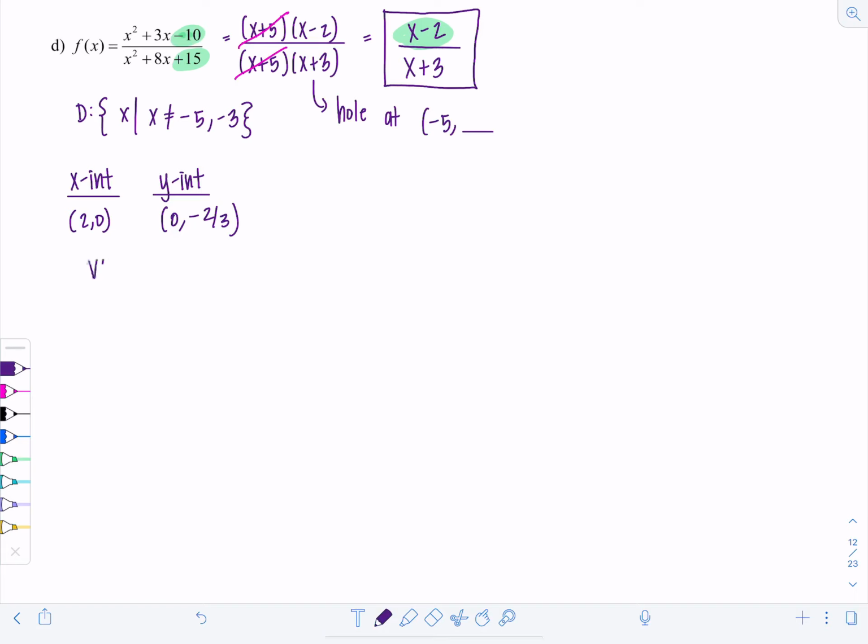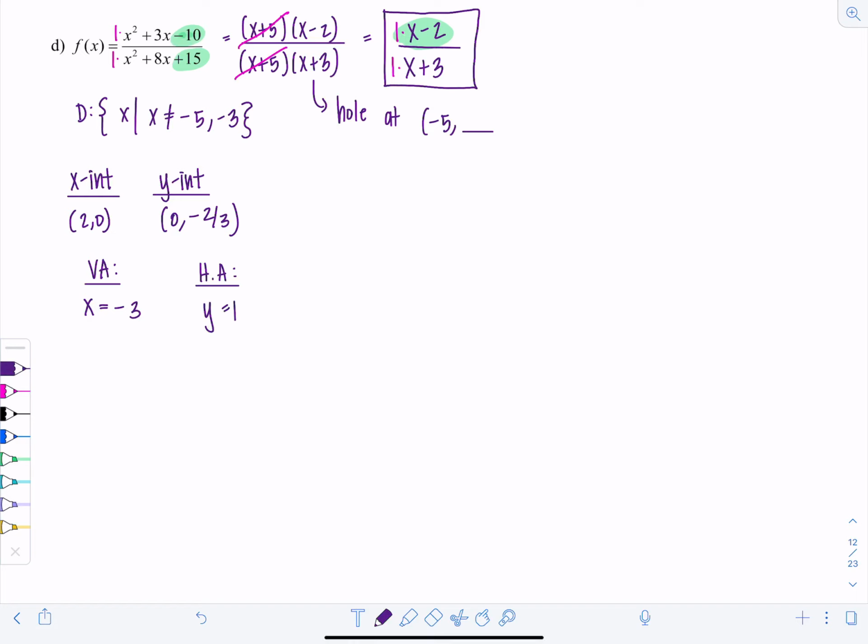Okay, vertical asymptotes, you actually only have one. Look at the simplest form, the reduced form of the function. So it's at x equals -3. What about the horizontal asymptote? You can use the original or reduced form. The degree of the numerator equals the degree of the denominator, so you just take the ratio of the lead coefficients. See, it doesn't matter which version you use. So the horizontal asymptote is at y equals 1.